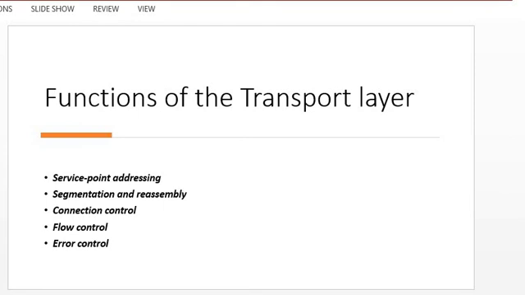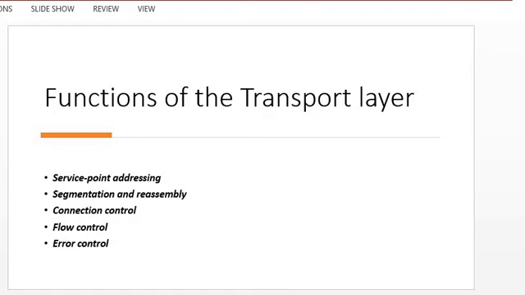So previously we ended up looking at this slide, where we're looking at the functions of the transport layer. And the functions of the transport layer are listed here, starting with service point addressing.